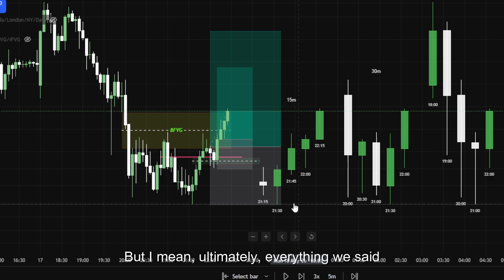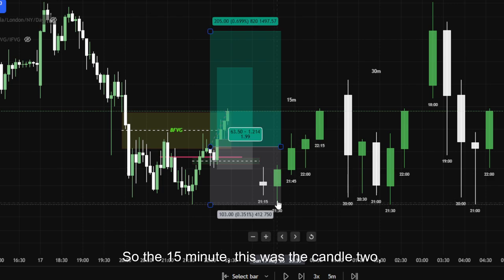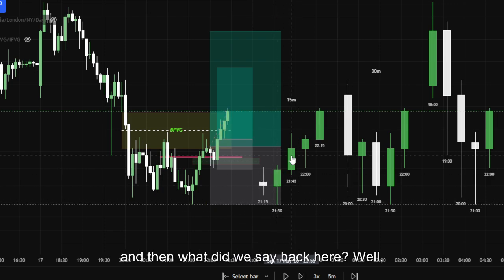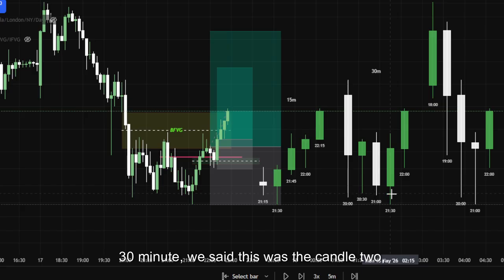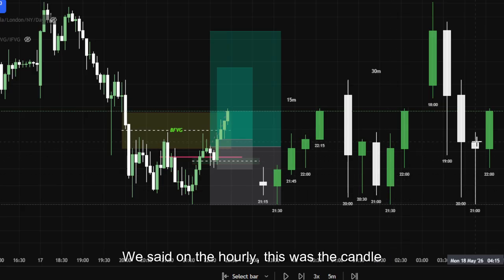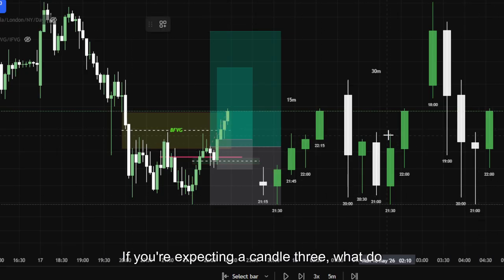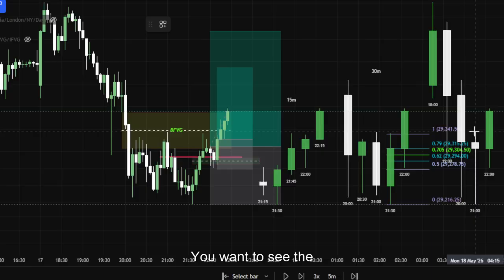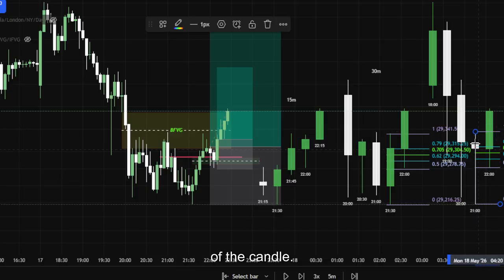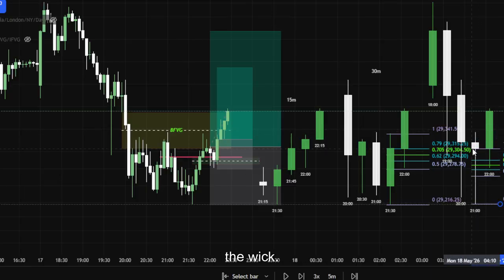But I mean, ultimately, everything we said played out. So the 15-minute, this was the candle 2, and then what did we say back here? Well, that's the candle 3. 30-minute, we said this was the candle 2, the candle 3 hadn't been created yet. We said on the hourly, this was the candle 2, the candle 3 hadn't been created yet. If you're expecting a candle 3, what do you want to see? You want to see the 50% of the candle. Actually, in this case, you would just use the wick. You want to see the 50% hold up.